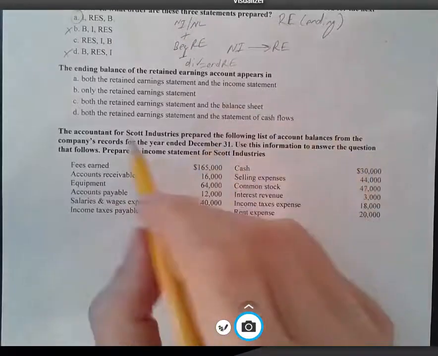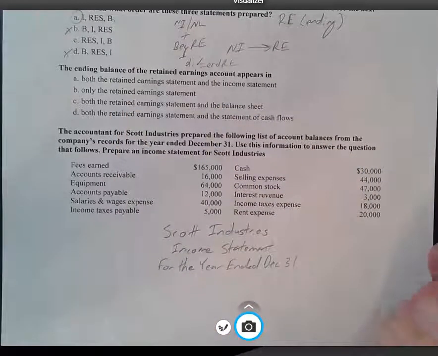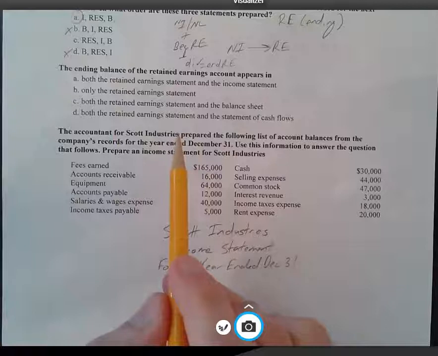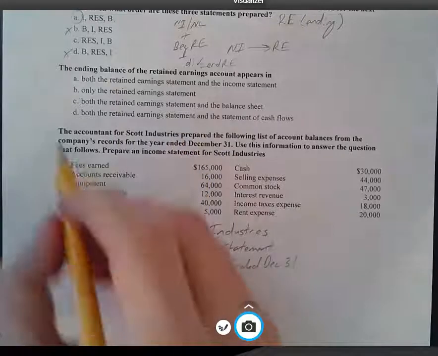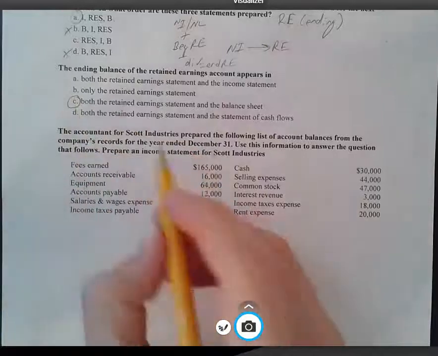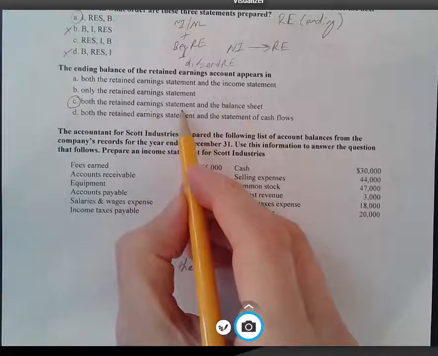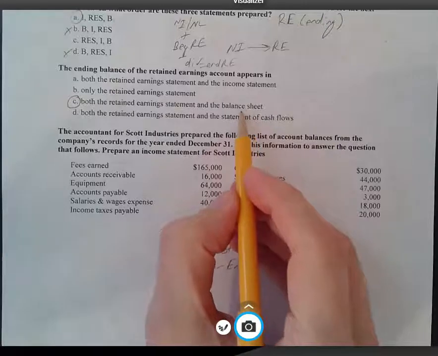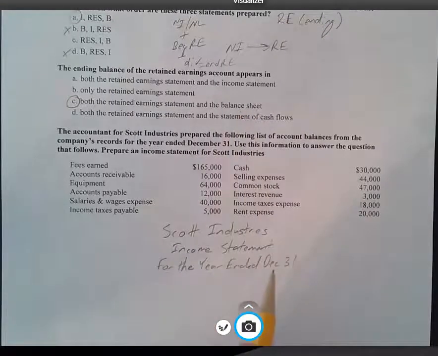All right, we have another question here. It says the ending balance of the retained earnings account appears in. So where do we find that? Well, we kind of answered this question already in the previous question. The ending balance of retained earnings is going to be right here, C. It's going to be on the retained earnings statement. It's the final number on the retained earnings statement, and then we simply transfer that over to the balance sheet. So C is the correct answer. Hopefully you understand why this is the case too.